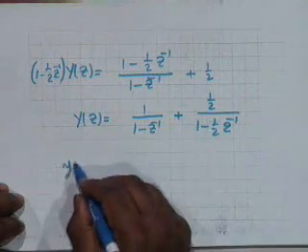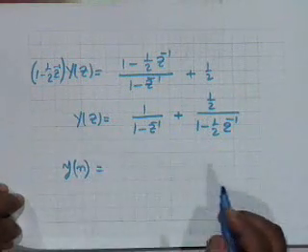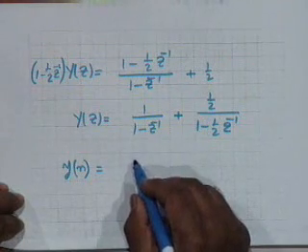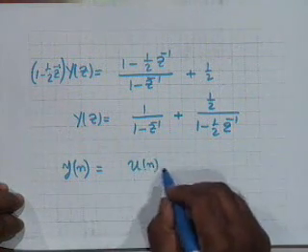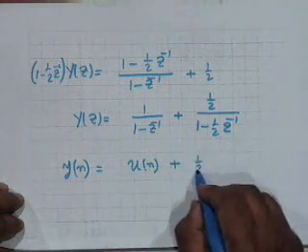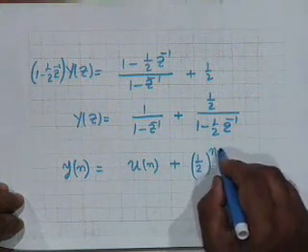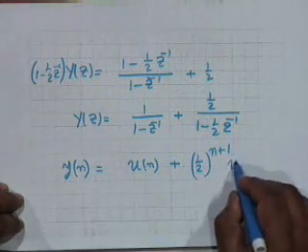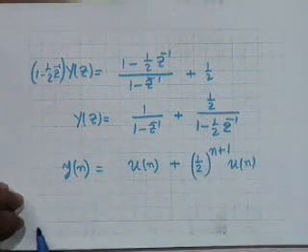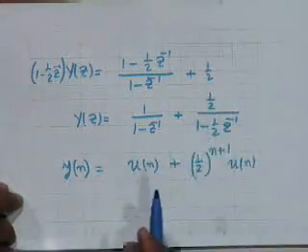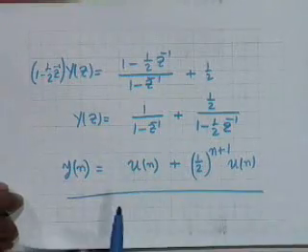Now you invert term by term. Obviously, y of n shall be, for the first term, u of n, and for the second term it would be half to the power n plus 1 u of n. Is that clear? Why n plus 1? Because there is an additional half here, and that is the answer.